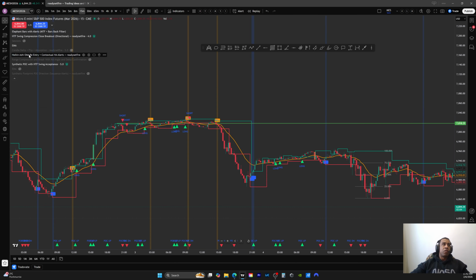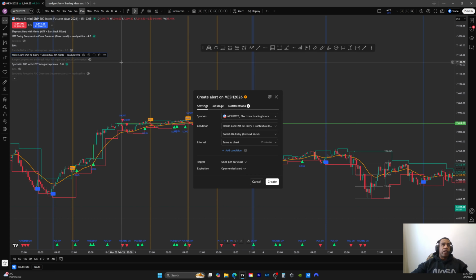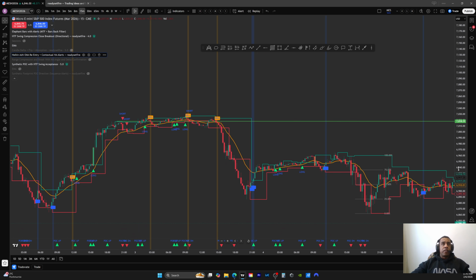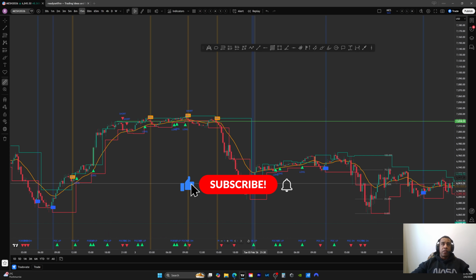And for that, let's say for example this indicator, you create an alert. Okay, bullish Heikin-Ashi entry, context valid. You create an alert and open once per bar close, very important, and open until you cancel it. Anyway, so you create the alert and you get the alert on your phone or whatever. And so that's it. So if you can see, this one also moves a lot when it goes. When you get the alert, it's a very good alert.